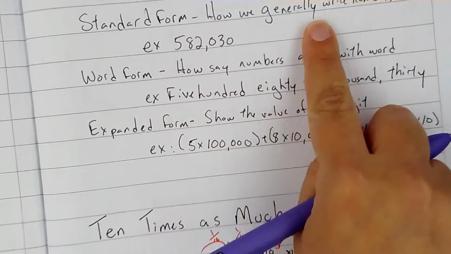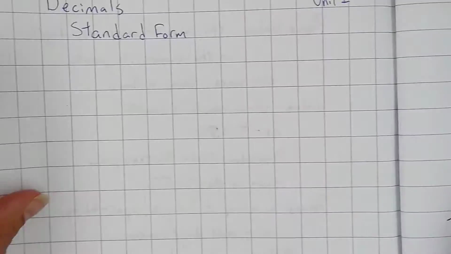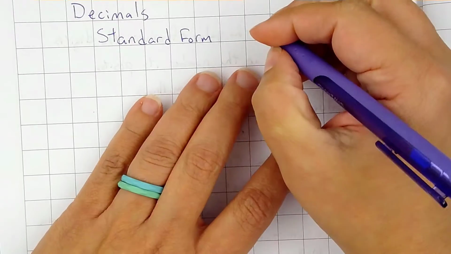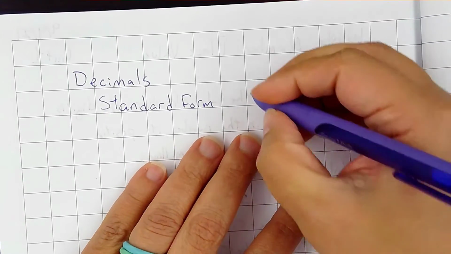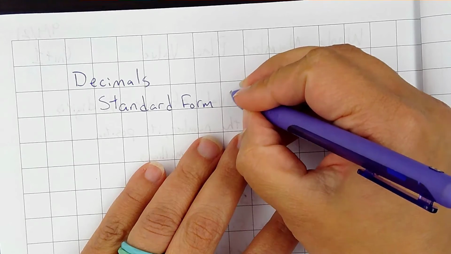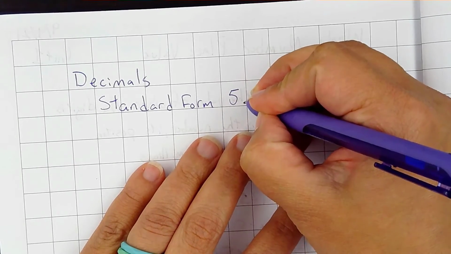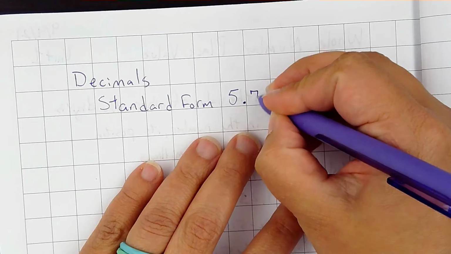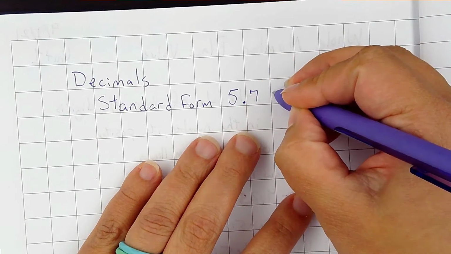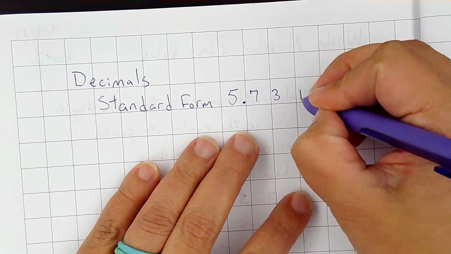So this again is just how we generally write the number. That's standard form. So standard form for a decimal could be 5 and 731 thousandths.